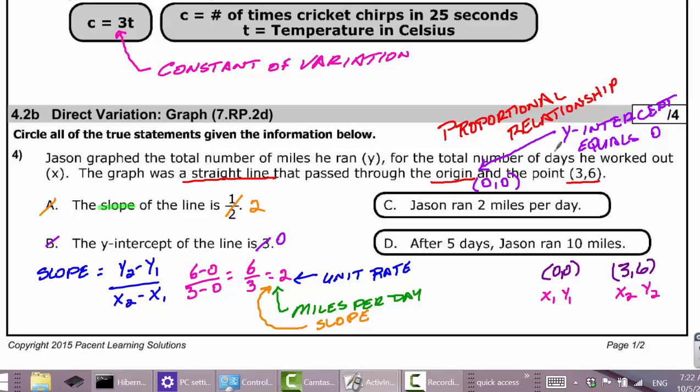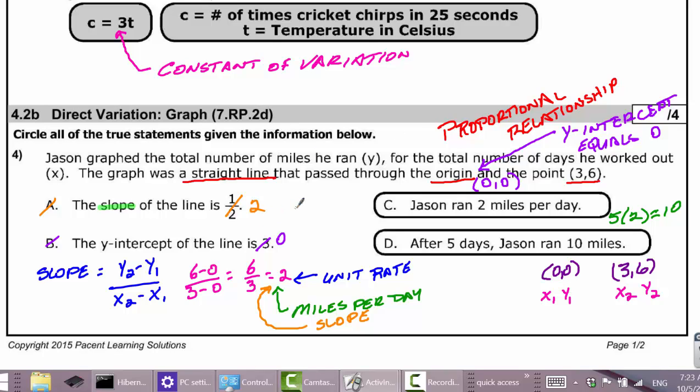That's not true. Jason ran 2 miles per day. Well, by definition, this is the miles per day. It's the unit rate, so that one's true. And after 5 days, Jason ran 10 miles. Also true. Jason's running 5 days at 2 miles per day. That would equal 10 miles.